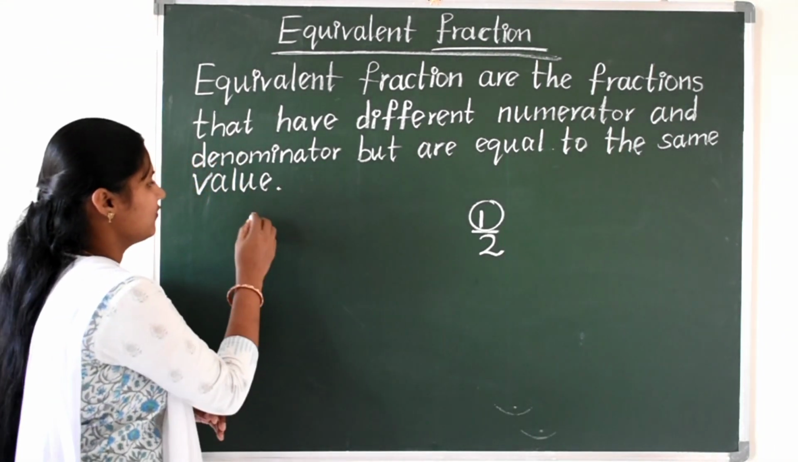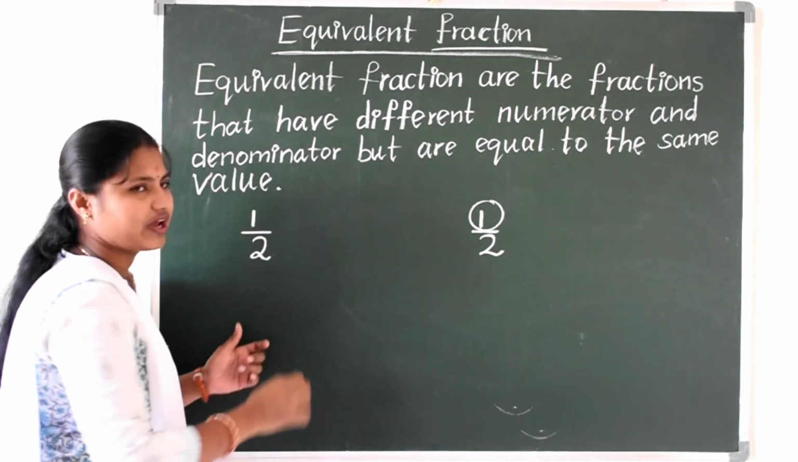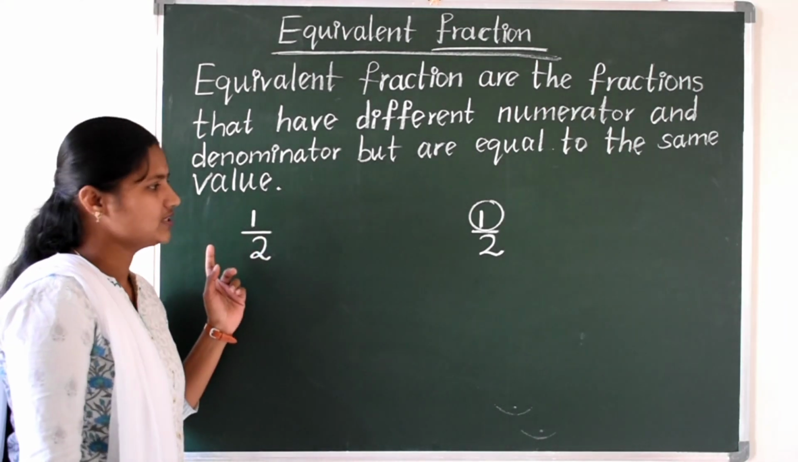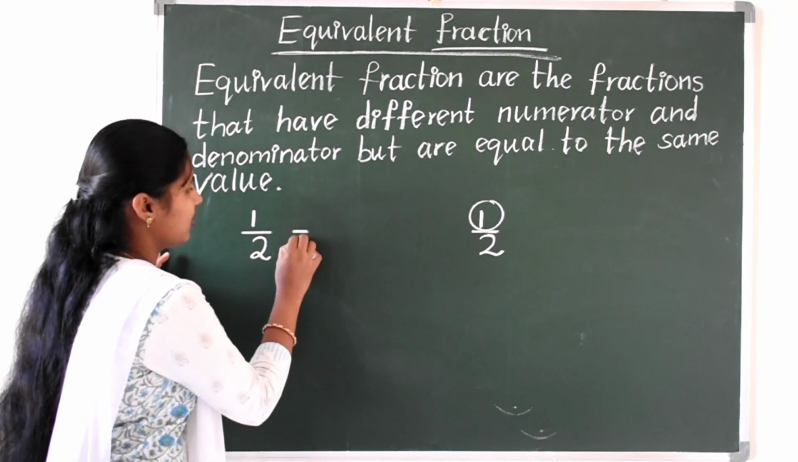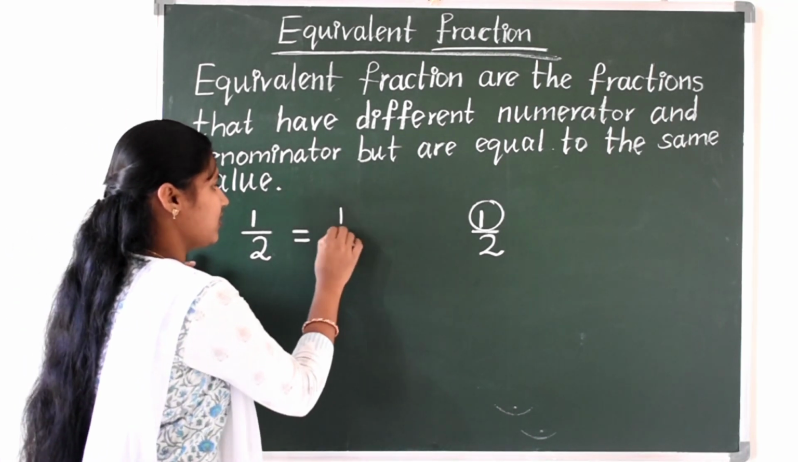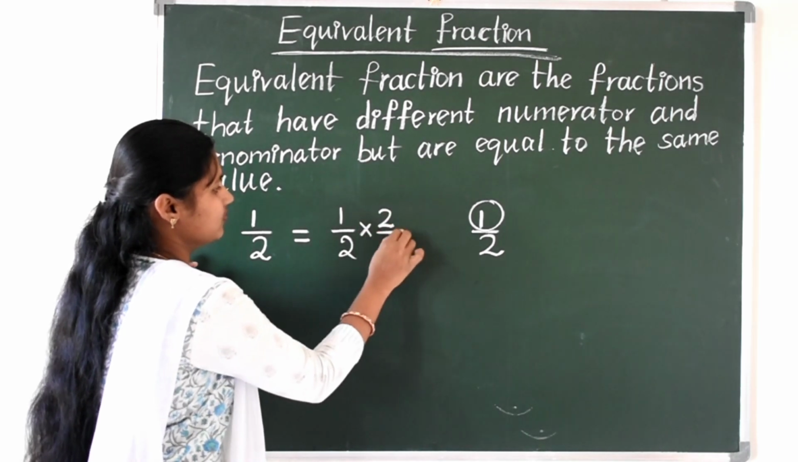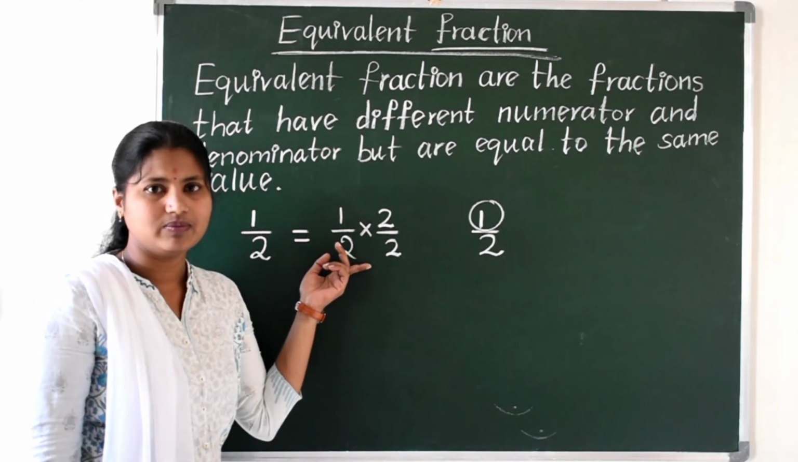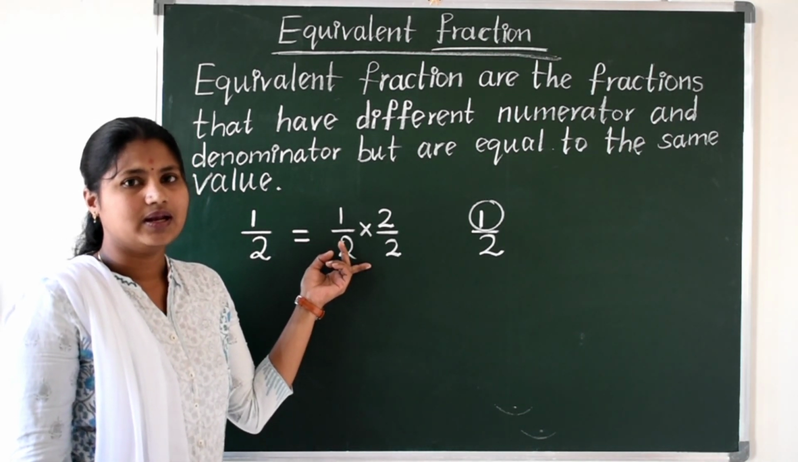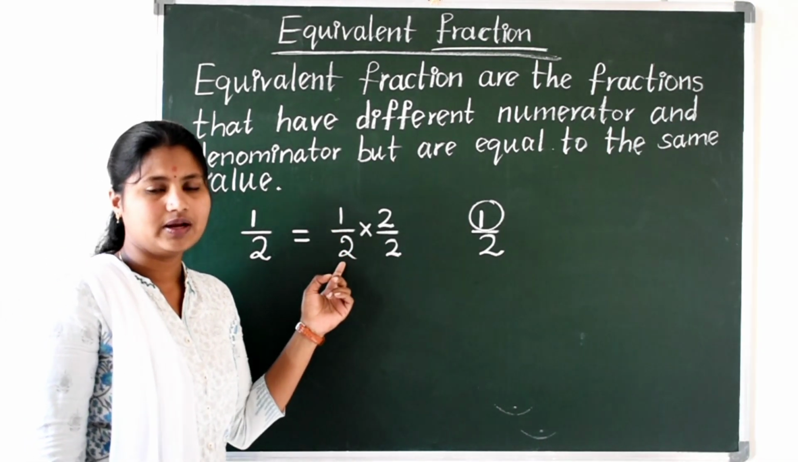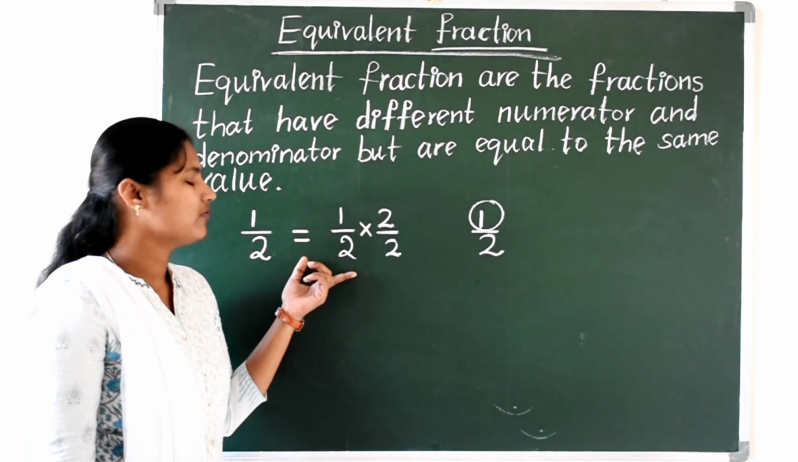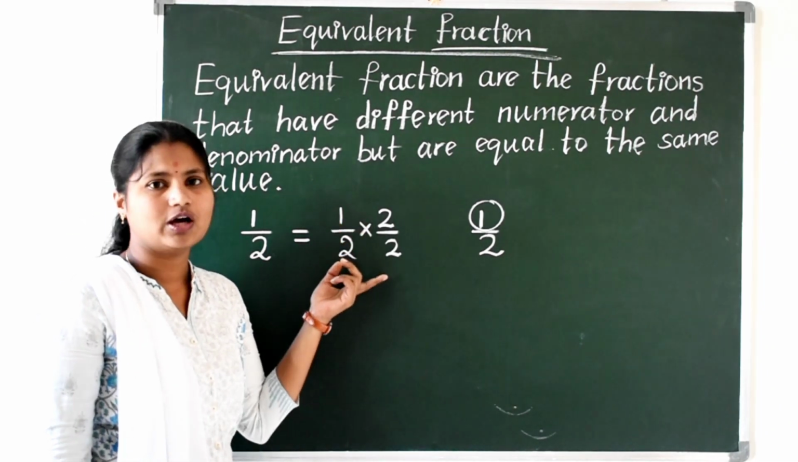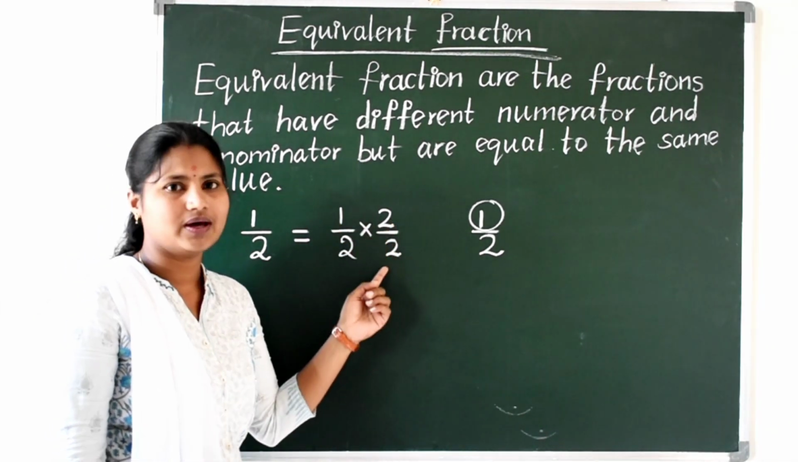Let us take one example. I am taking one fraction, 1 by 2. So we have to write an equivalent fraction for this fraction. I am multiplying this fraction by one number, that is 2. To write an equivalent fraction, we have to multiply both the numerator and denominator by the same number.